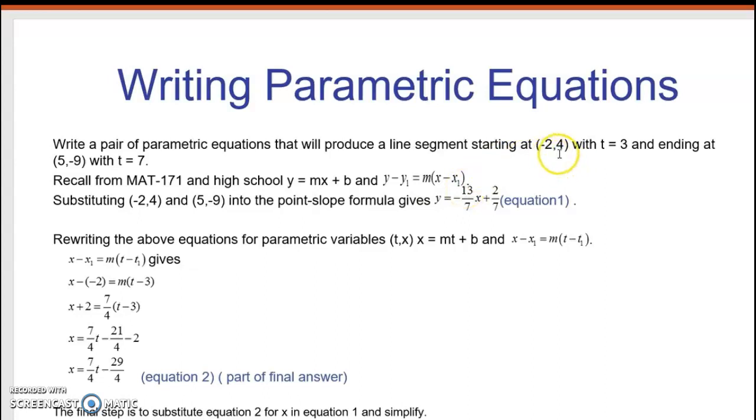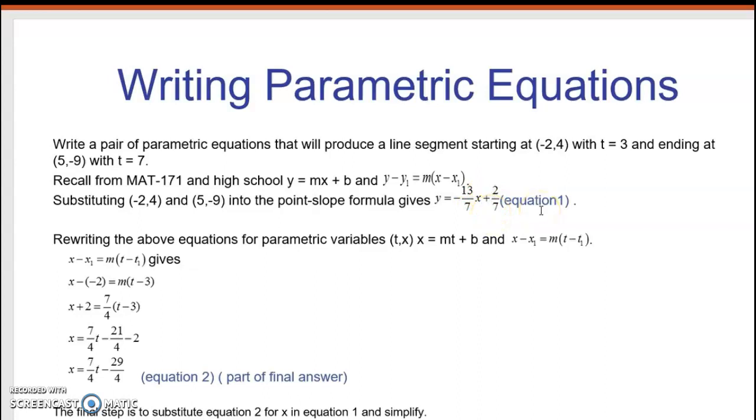Of course, the first point gives the x sub 1 and y sub 1 values, -2 and 4 respectively. The slope is not provided, but you may calculate it since you're given two points, using the slope formula, y sub 2 minus y sub 1 over x sub 2 minus x sub 1. So substituting in the point-slope formula and then solving for y to have the equation in slope-intercept form, you obtain y equals -13/7 x plus 2/7.